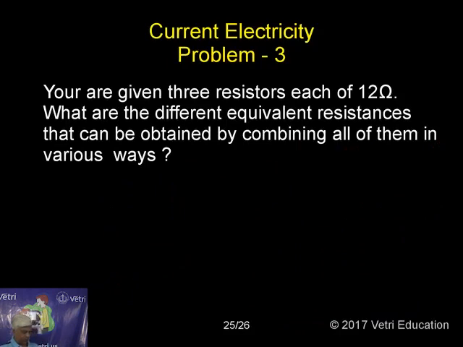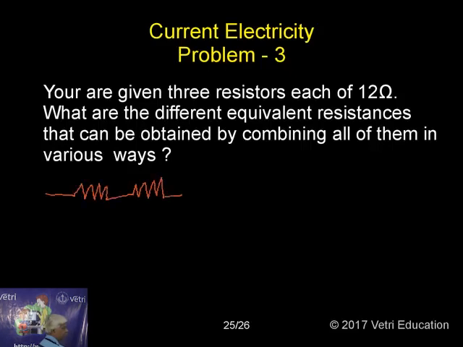What is the problem number 3? You are given 3 resistors, each of 12 ohm. What are the different equivalent resistances that can be obtained by combining all of them in various ways? In various ways means, generally I have given this problem. The various ways, how can you find out? The first way, the question is like that, what is your answer?